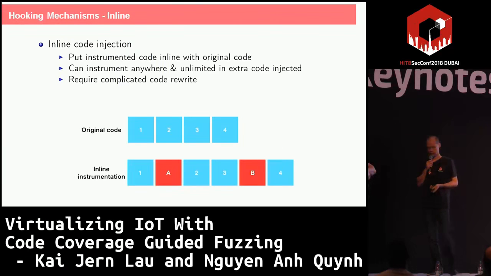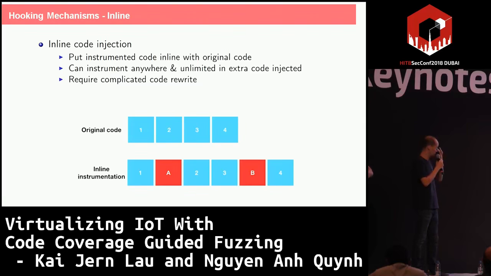So there are 2 main types of hooking mechanism. The first one is inline, as you can see on the screen. With this inline code injection, we put the instrumented code directly into the program after the code you want to instrument. So the idea is that we put the instrumented code directly into the code, inline with the original code.